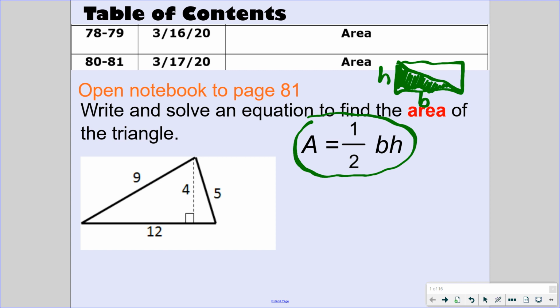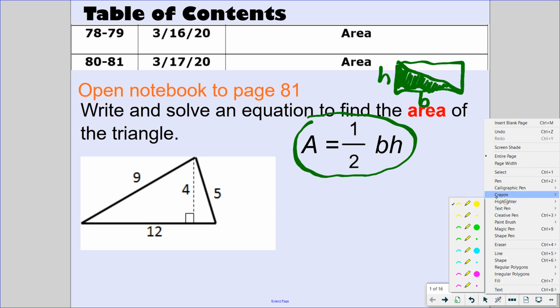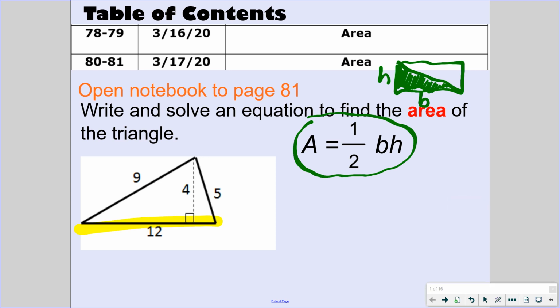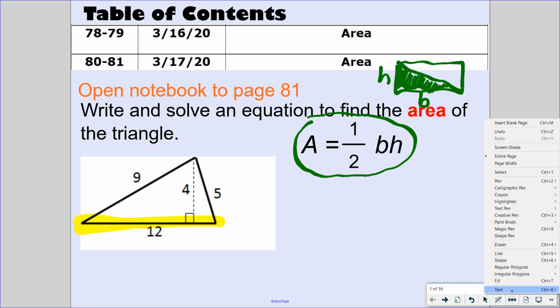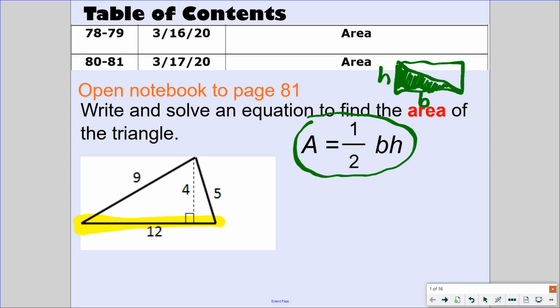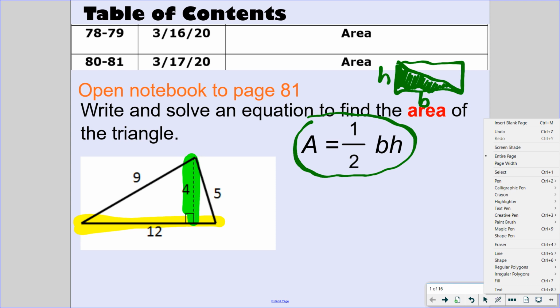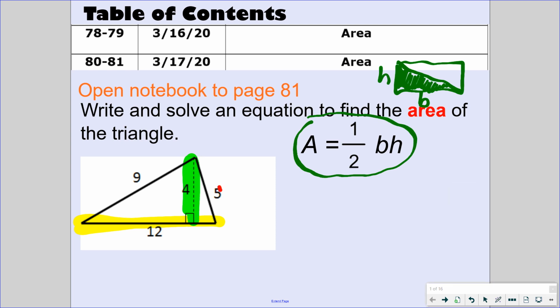So what is the base right here? Let me use my yellow highlight. The base is 12. Think of it as basement, the bottom part of it. The height I'm going to highlight in green. Think of the height as vertical, that goes straight up and down. When you measure your height, you stand straight up. Hence, these two numbers right here are not needed. They're like the slants.